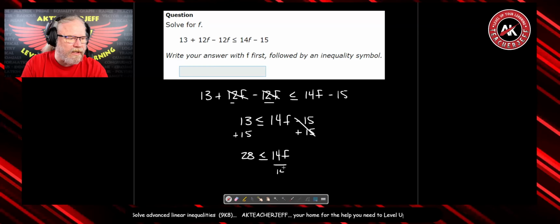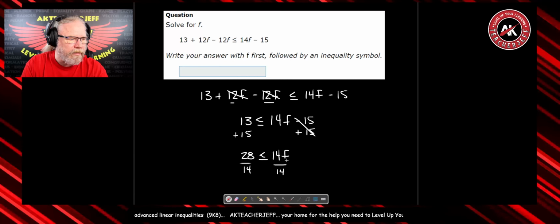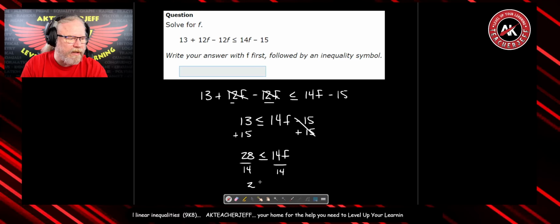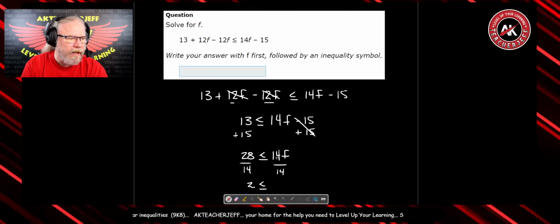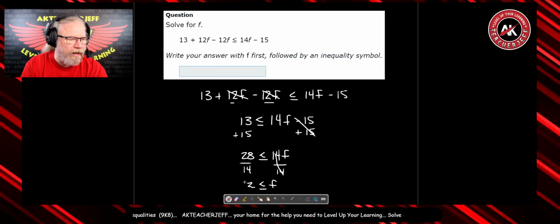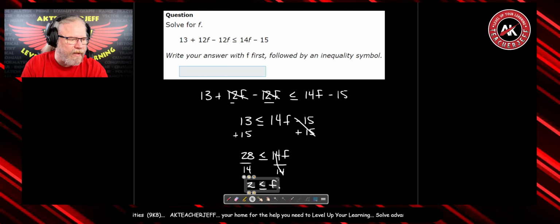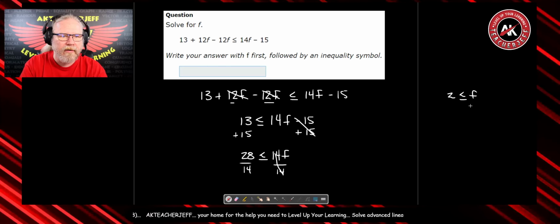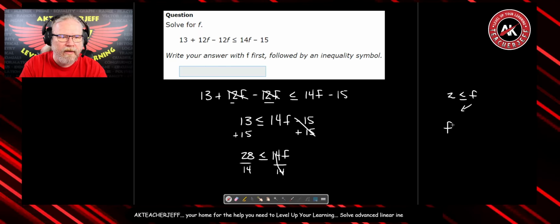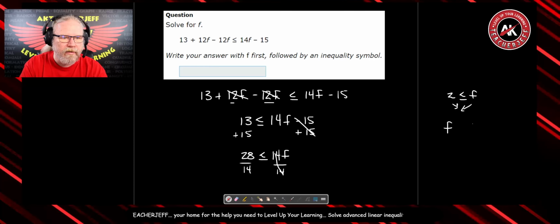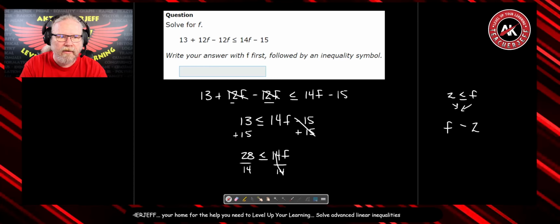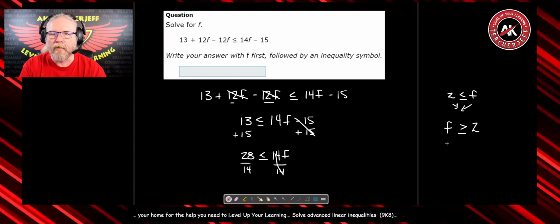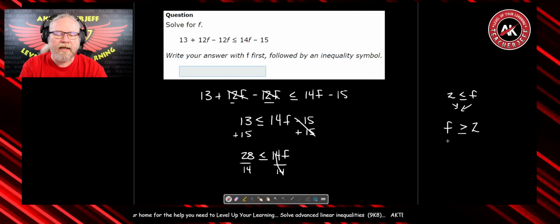Now let's go ahead and divide both sides by 14 to undo the multiplication between 14 and the variable f. 28 divided by 14 is going to be 2. Bring down our sign. And 14's cancel, leaving me with f. And let's go ahead and grab that, move that over here. And now all we have left to do is send our variable f over to the left, send our value of 2 over to the right, and let's go ahead and switch our signs since they switch sides, and f is greater than or equal to 2 is the solution for this inequality.